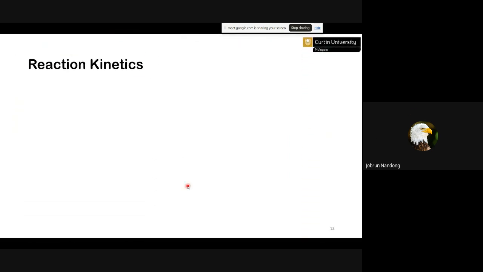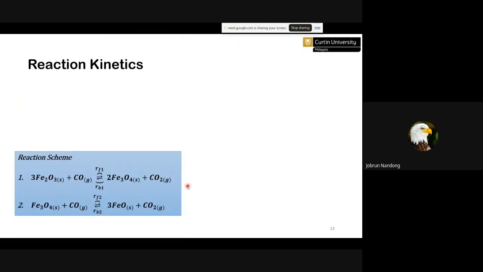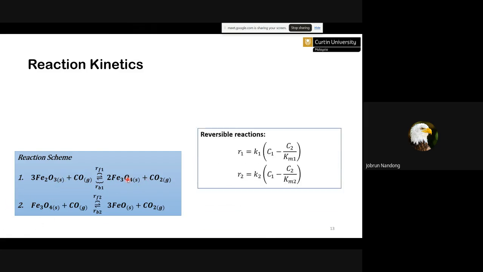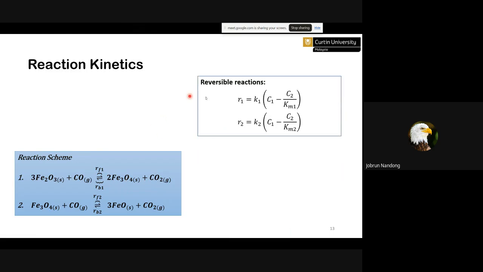Now we look at reaction kinetics. This is the important one. So again, we look at the reaction as a reference here. This is the reversible reaction. The equation is given by this one. This is the kinetic parameter. C1 here is for, because we are dealing with the CO, CO2 mixture only. Our reducing gas is CO, carbon monoxide.